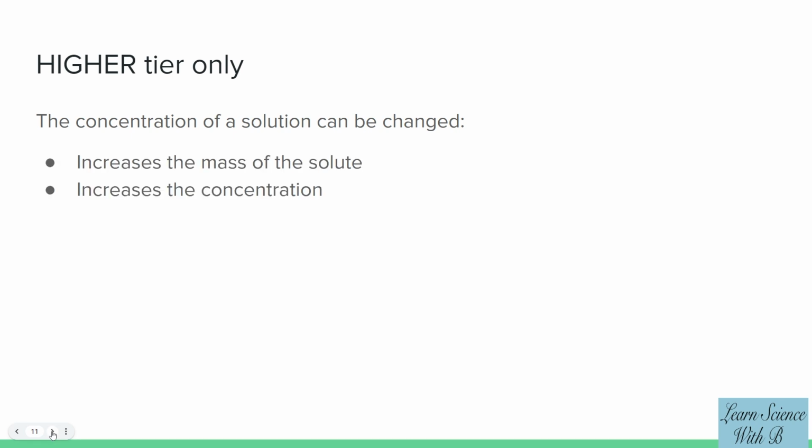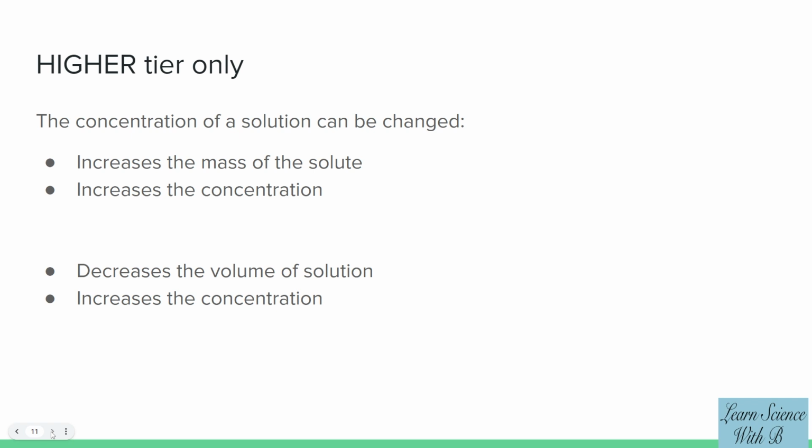This part is only for those doing higher tier. The concentration of a solution can be changed. Concentration can be increased by dissolving more solute in a given volume of solution. This increases the mass of the solute. Concentration can be increased by allowing some of the solvent to evaporate. This decreases the volume of the solution.